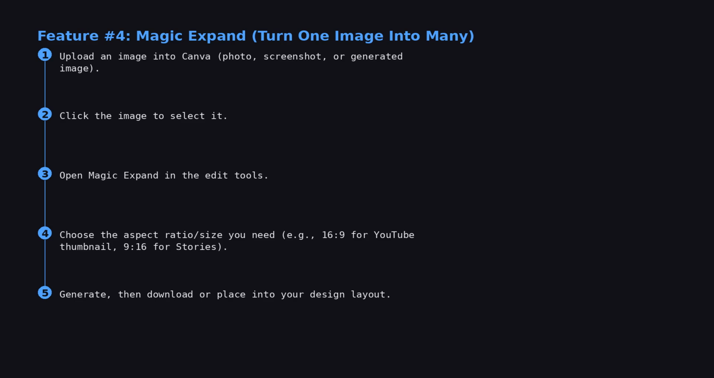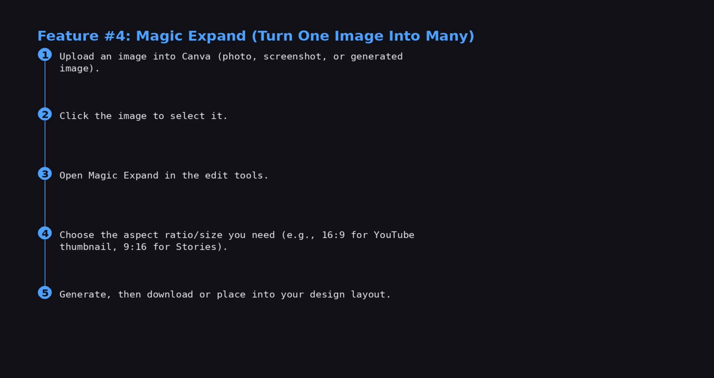1. Upload your base image into Canva. 2. Click the image. 3. Choose Magic Expand. 4. Select the target size or aspect ratio, like 16:9, 1:1, or 9:16. 5. Generate the expanded version. 6. If it looks slightly off, regenerate once or twice and pick the best result.